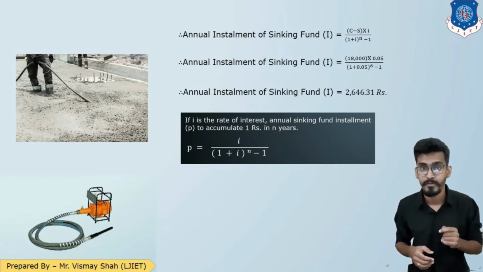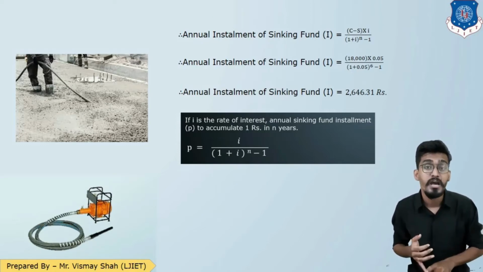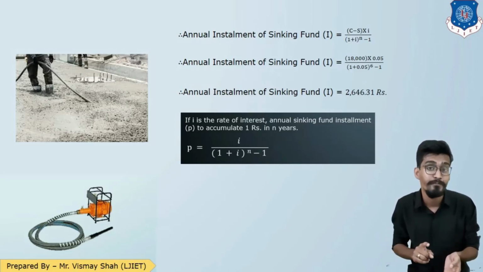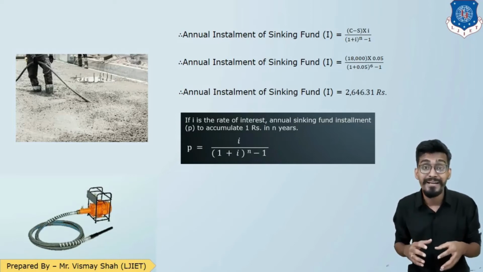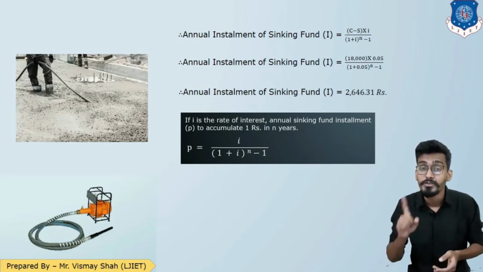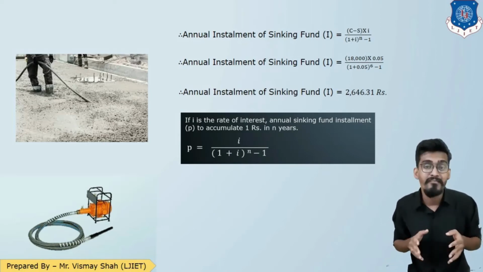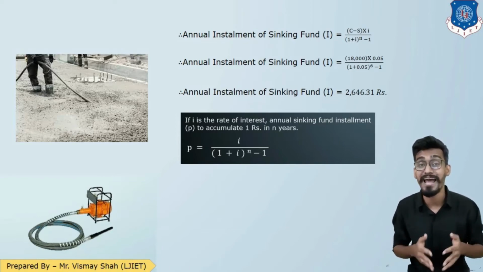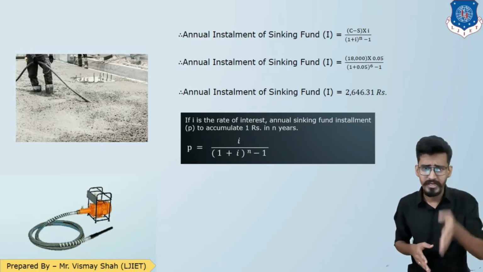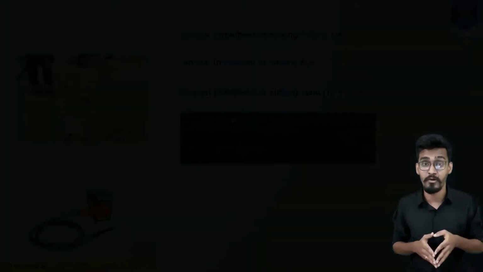2,646.31 rupees. I am repeating again that the statement of the P formula was how much amount should I deposit to get 1 rupee at the end of n years. So here we are finding how much sinking fund we should invest or keep aside. So this is similar to the P formula, so I have applied the P formula. Now I have to calculate the interest on that sinking fund, because this 2,646 rupees is constant for every year. So let us calculate the interest now.